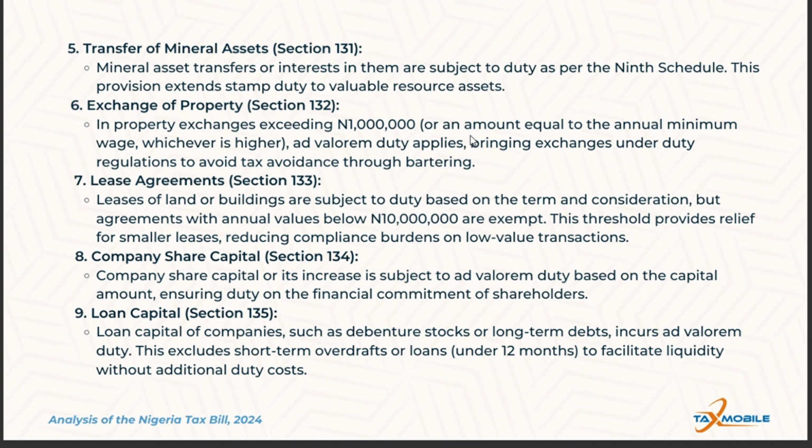Exchanges exceeding 1 million naira or an amount equal to the annual minimum wage are subject to ad valorem duty. This provision prevents the use of property exchange as a loophole to avoid taxation. Lease agreement, section 133. Lease of lands or buildings are taxed based on the term and consideration of the lease. Exemption threshold: leases with annual values below 10 million are exempt to reduce burden for small scale transactions.